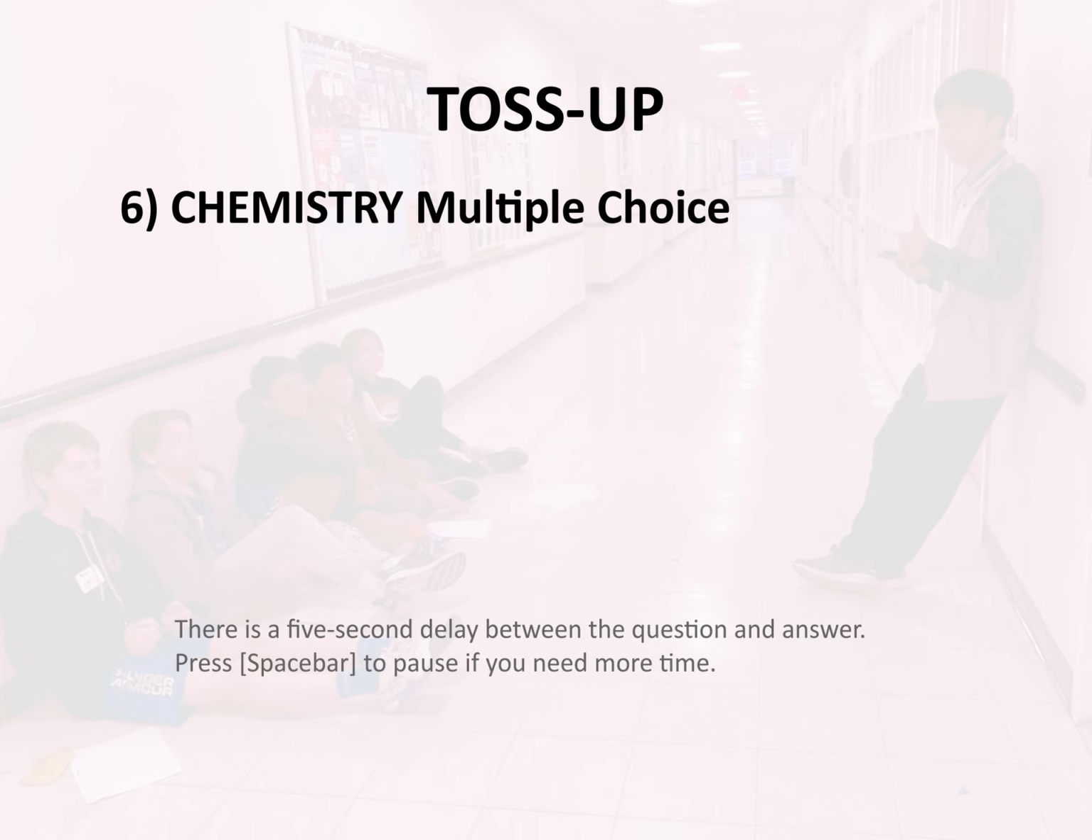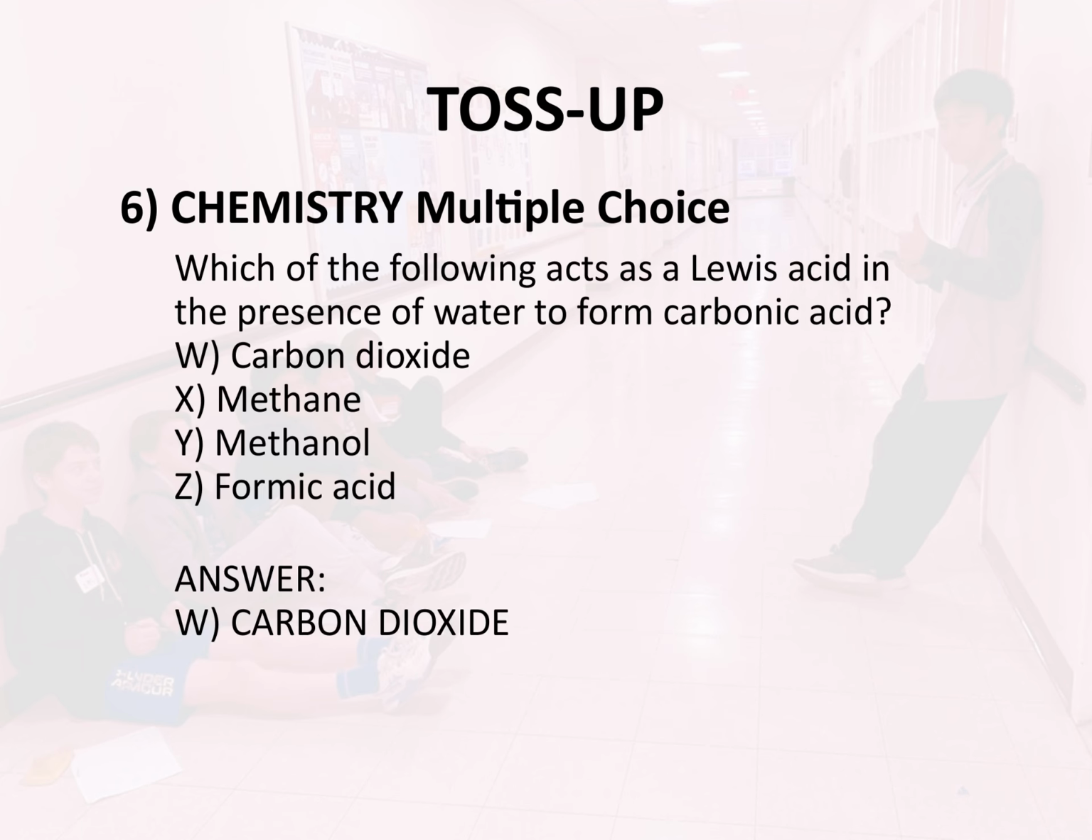Toss-up 6. Chemistry. Multiple choice. Which of the following acts as a Lewis acid in the presence of water to form carbonic acid? W. Carbon dioxide. X. Methane. Y. Methanol. Z. Formic acid. Answer. W. Carbon dioxide.